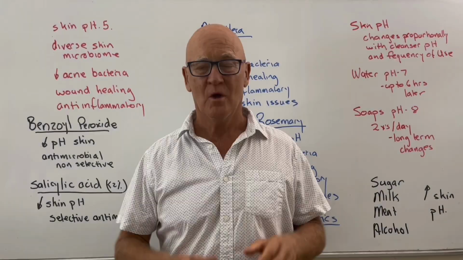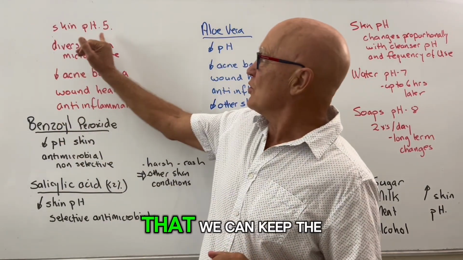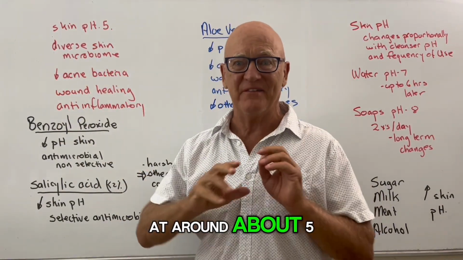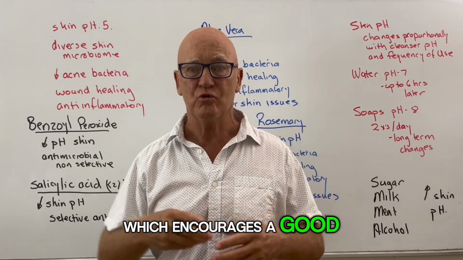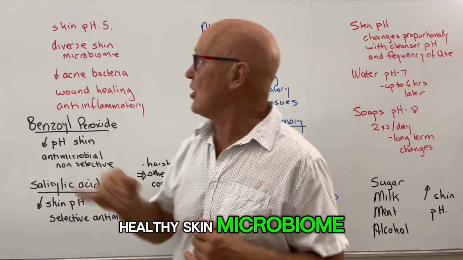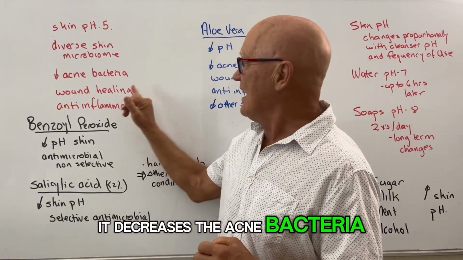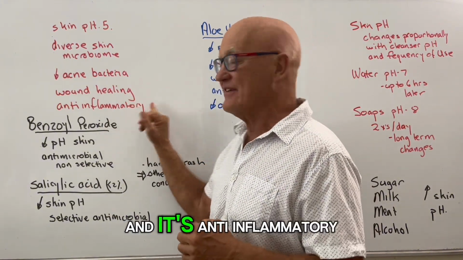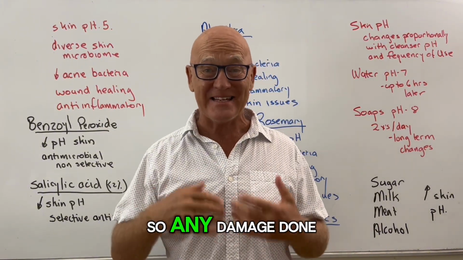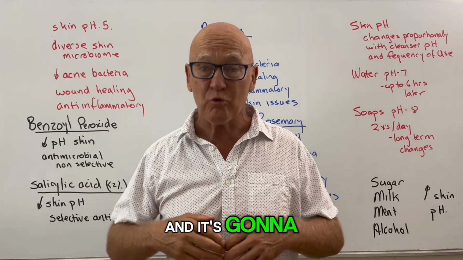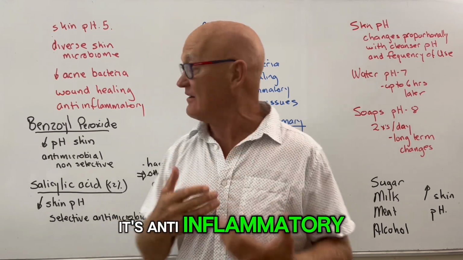All of these factors can alter the skin pH and the cycle, whichever one of those cycles your skin is going to go on. What we're after now is to make sure that we can keep the skin pH at around about 5, which encourages a good, healthy skin microbiome, a diverse skin microbiome. It decreases the acne bacteria and improves wound healing, and it's anti-inflammatory. So any damage done, it's going to fix, and it's going to reduce any more damage because it's anti-inflammatory.